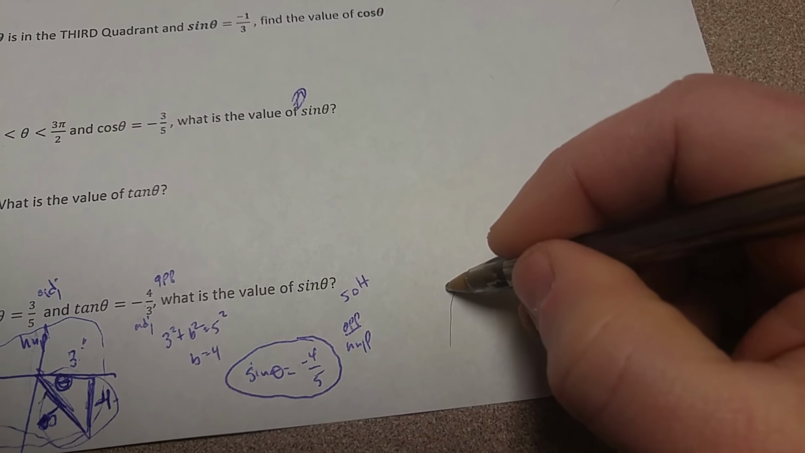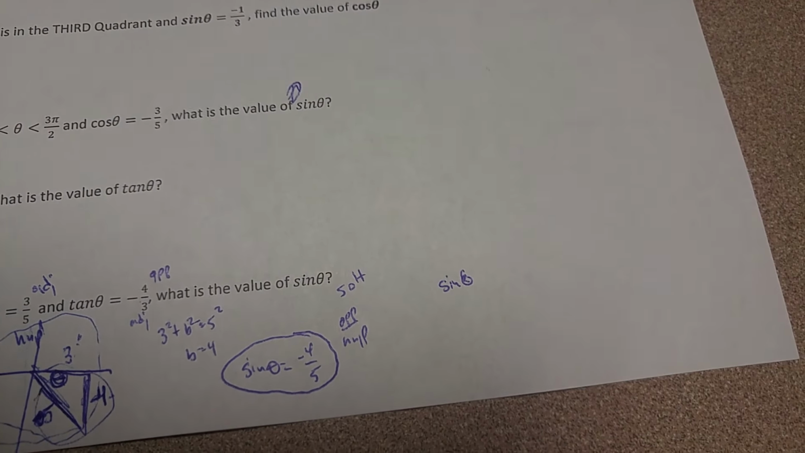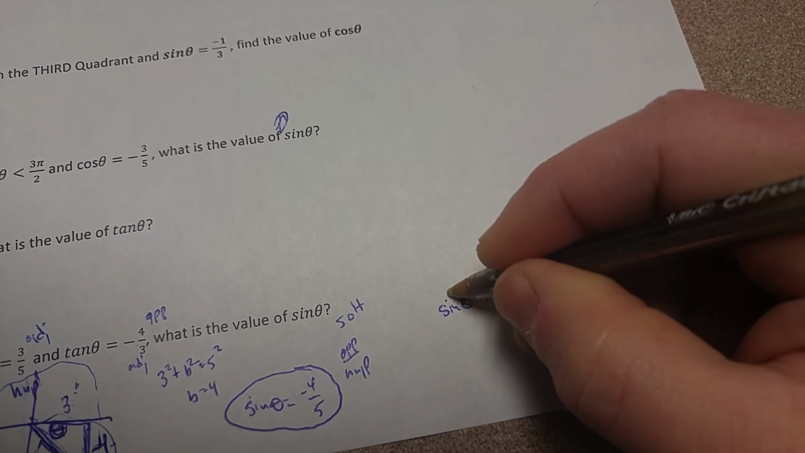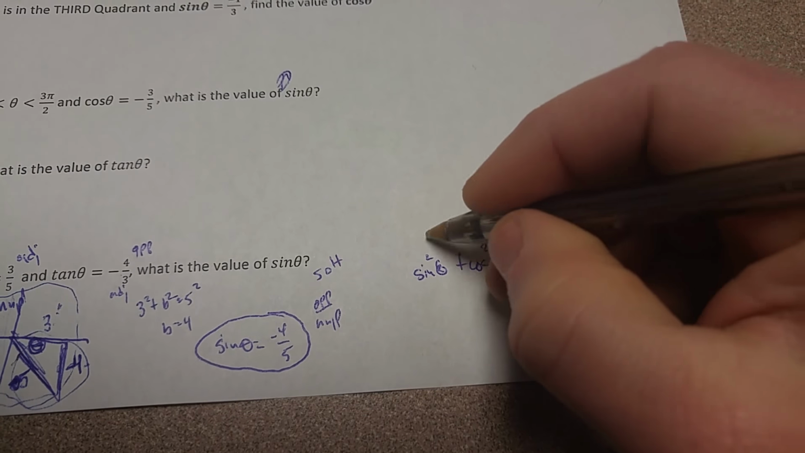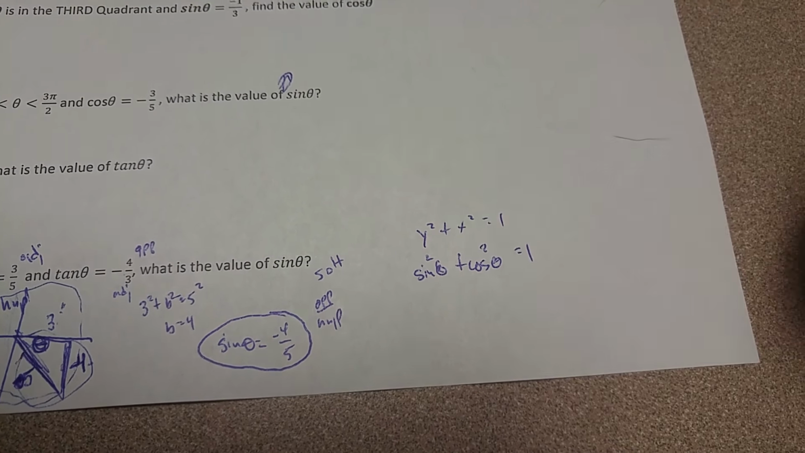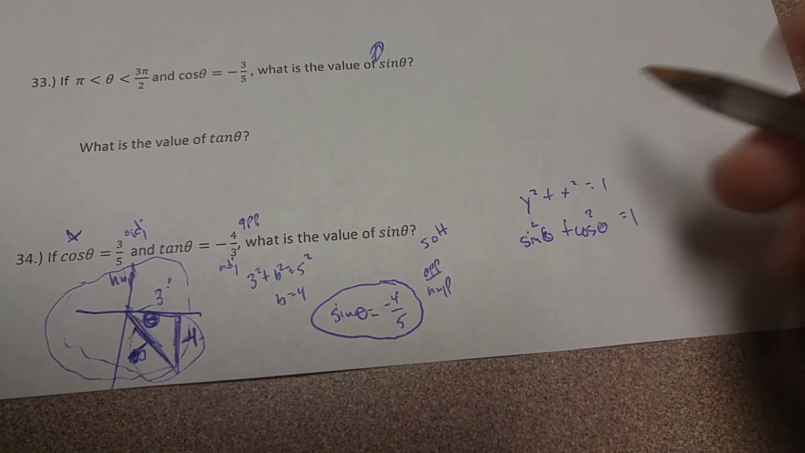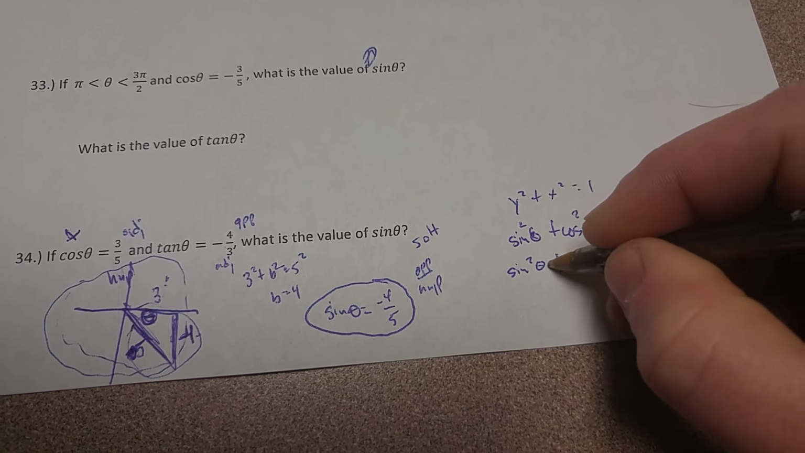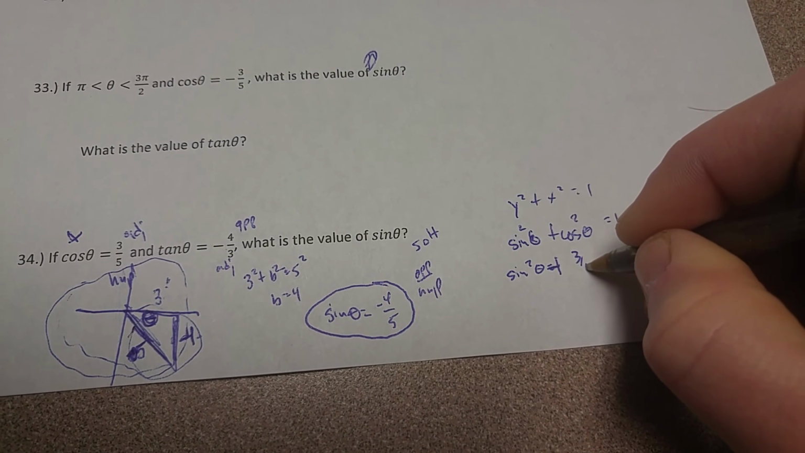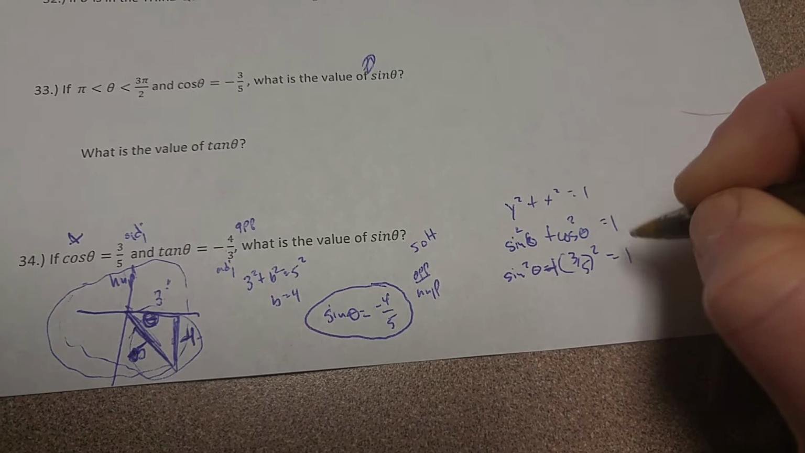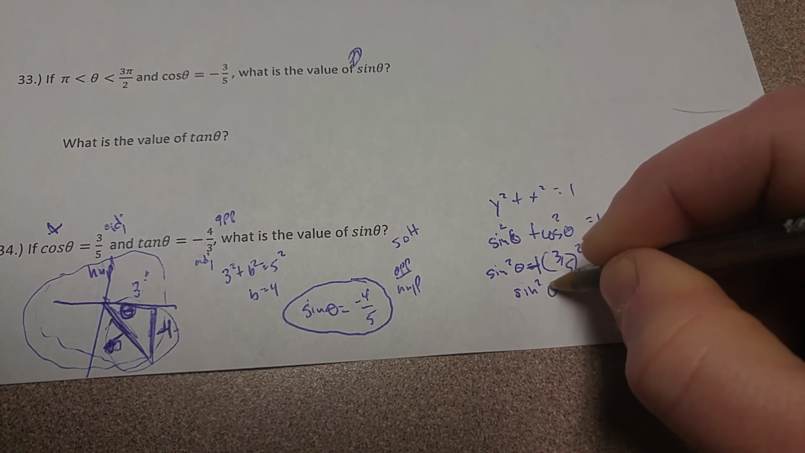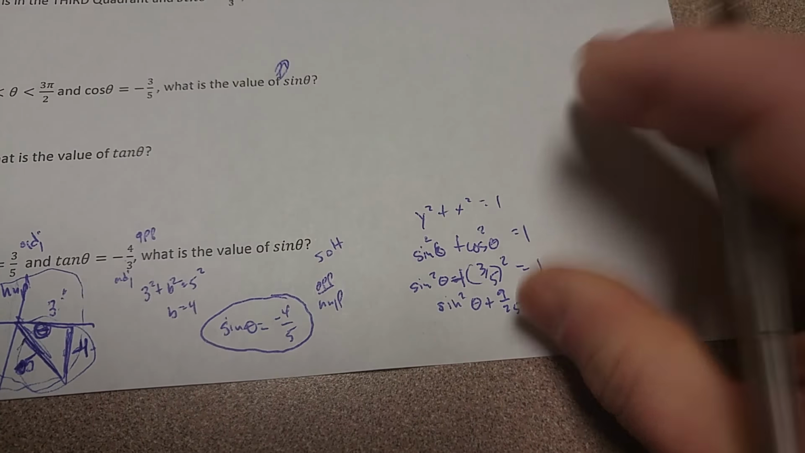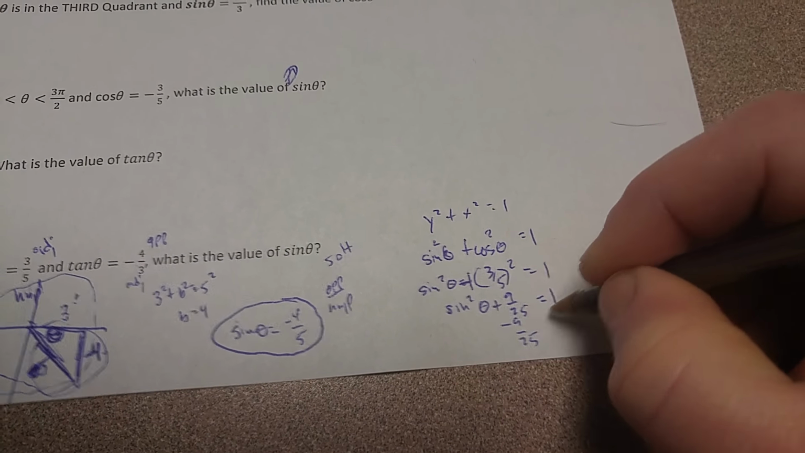The other way we can do that is we can say sine squared theta plus cosine squared theta is going to equal 1. Remember, that's the same thing as y squared plus x squared equals 1, which is the equation of the unit circle. So I'm looking for sine squared of theta, and I know that cosine of theta is 3/5. So I need to square that. So I get sine squared of theta plus 9/25 equals 1. So I need to subtract 9/25.